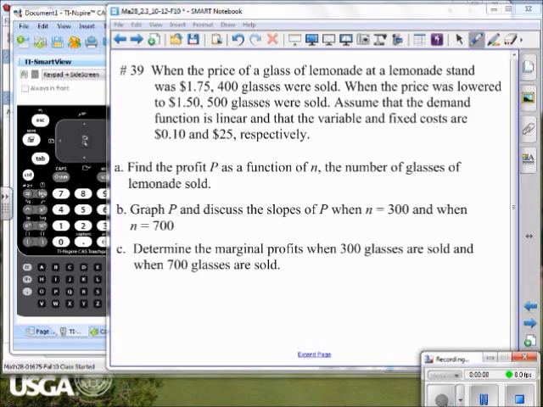Anyone here ever have a lemonade stand as a kid? Okay, you ever wonder how the sanitary part of it was?